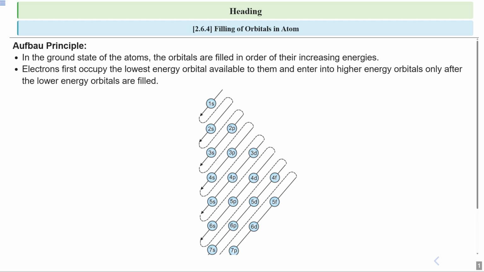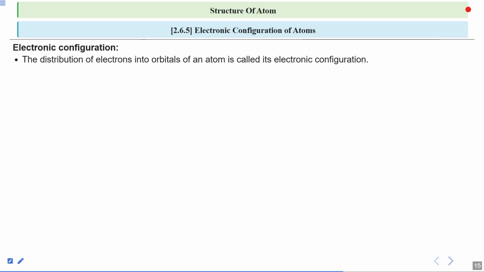Okay, I guess this principle has a very small aspect and is easy to understand, because we have already decided the energy for each subshell with the help of the n plus l value. So the one with lower energy will be filled first, and then we will fill the upcoming one with higher energy. So it is very simple to define the electronic configuration. It is simply the distribution of electrons into orbitals of an atom.